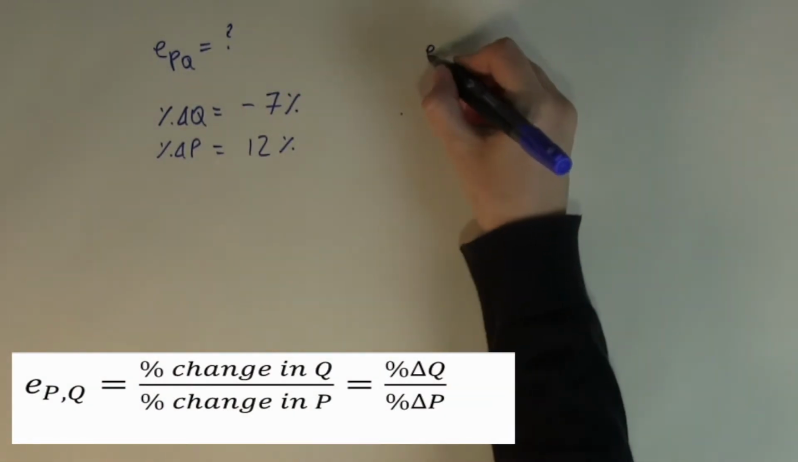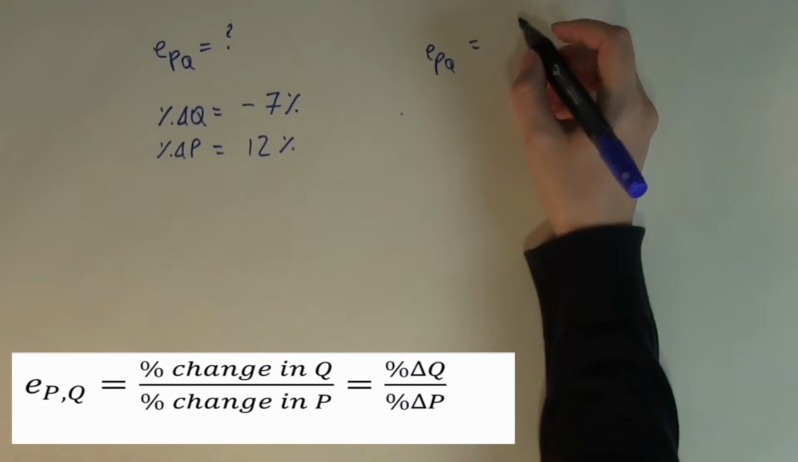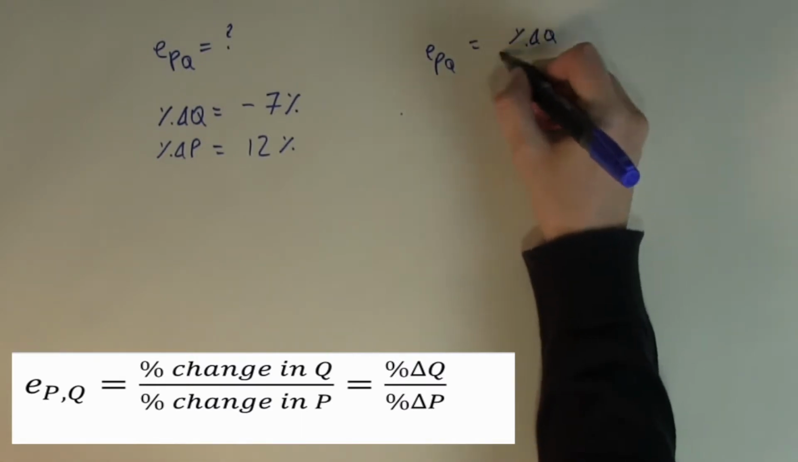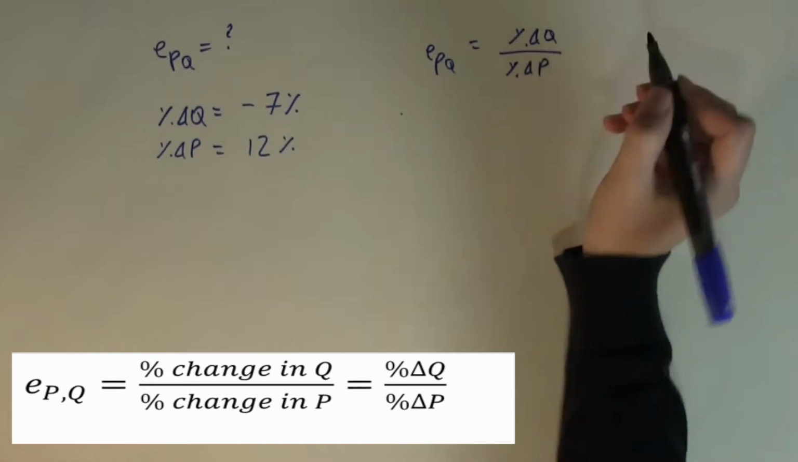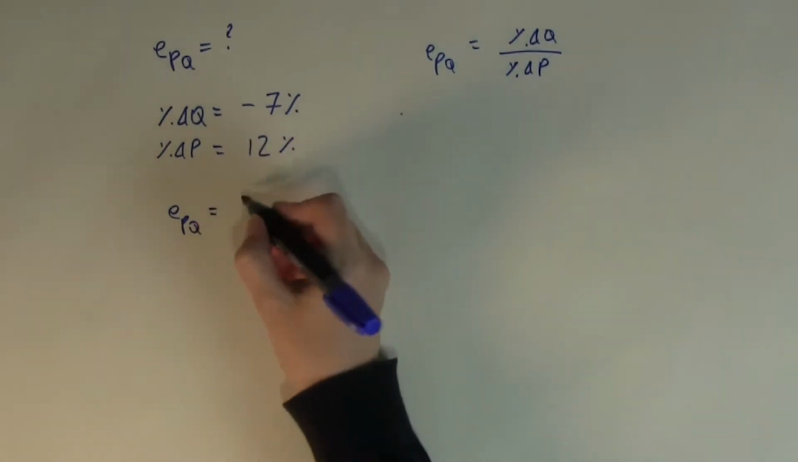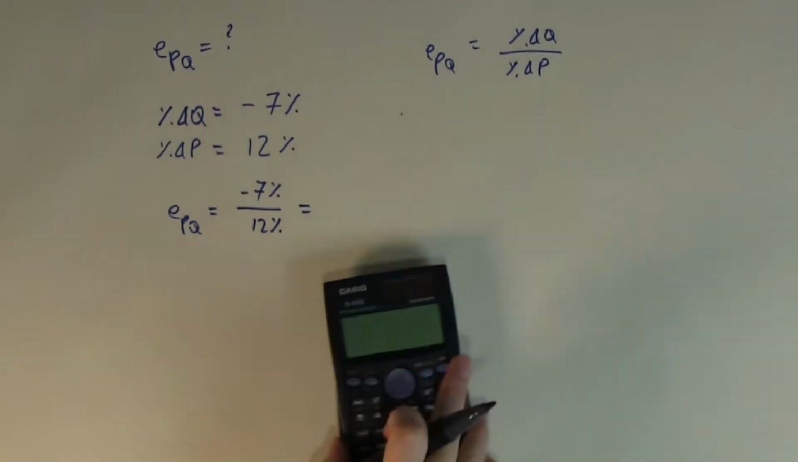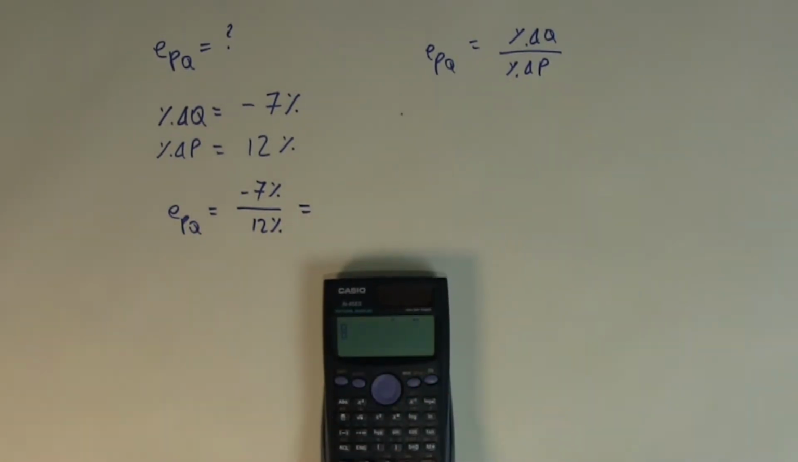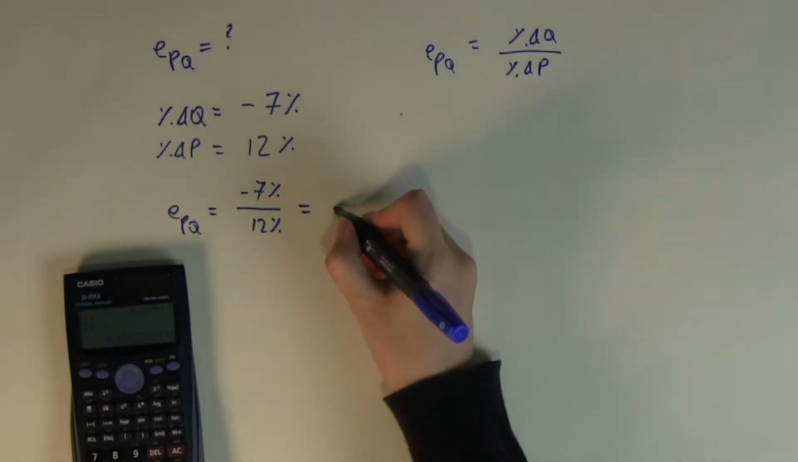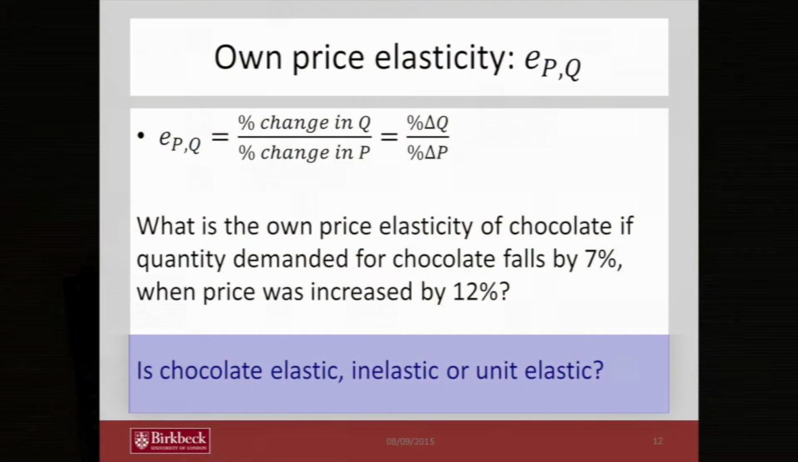So the formula is up on the board. What you can see here now is you just need to substitute the right quantities into the formula. So at the top will be the percentage change in quantity, and at the bottom will be the percentage change in price. So the own price elasticity therefore will be -7% over 12%. So scientific calculator again, fraction -7 come down to 12 equals, so the own price elasticity is -0.58.